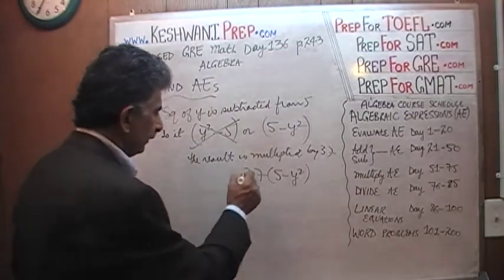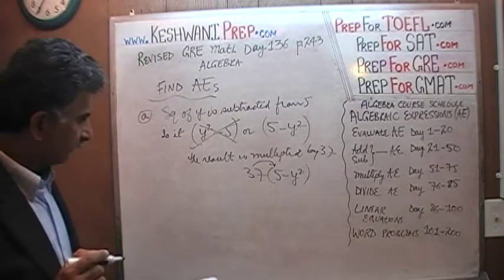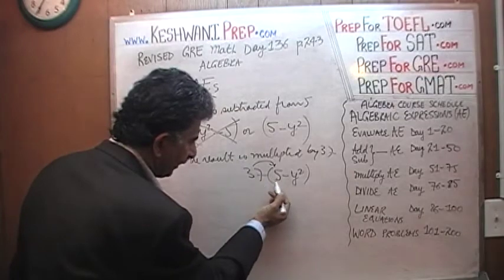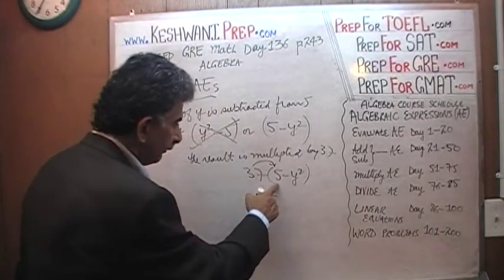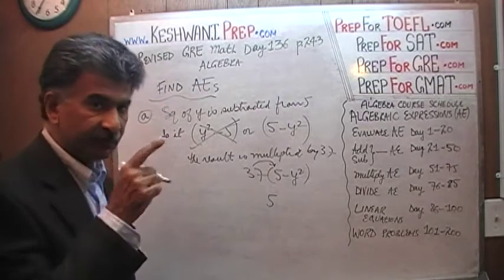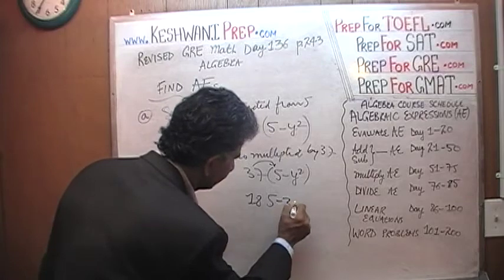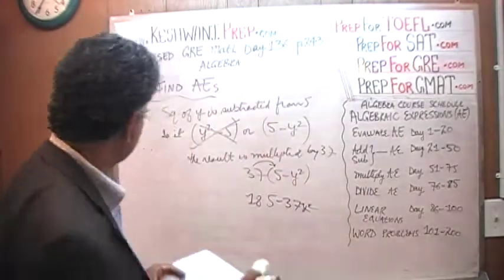You can open it: 37 times 5. Well, I don't know what 37 times 5 is, but let's see what we can do here. 7 times 5 is 35, so that's 5, carry 3. 5 times 3 is 15. 15 plus 3 is 18, so it's 185. 185 minus 37y squared. That's the first one. Let's do the next one, B.